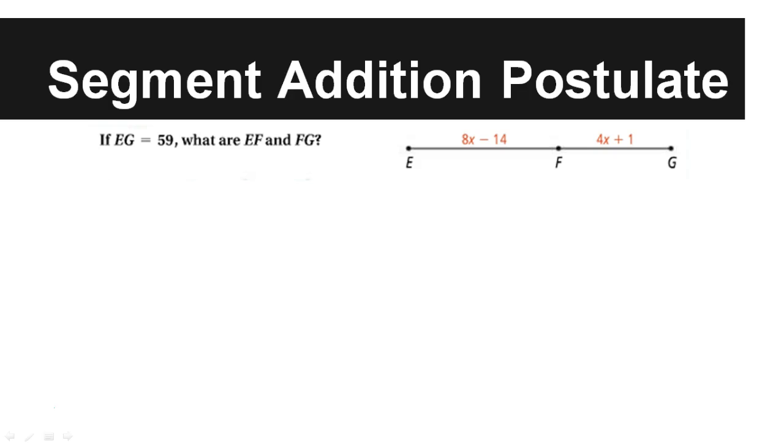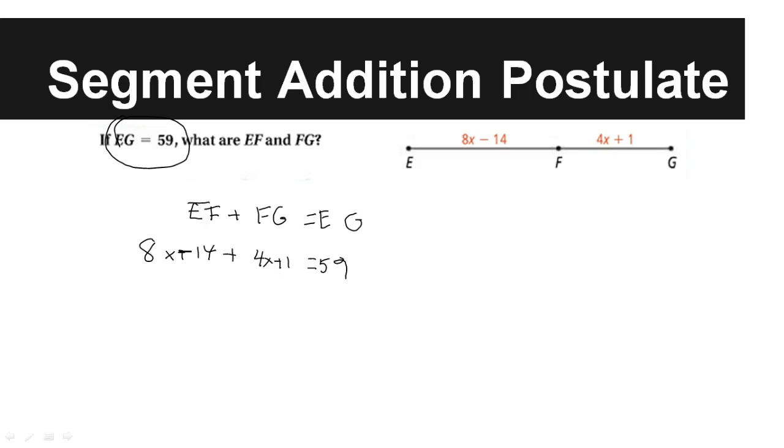And they told us over here in our information that EG equaled 59. So if we were to set this up using our segment addition postulate from the last page, we know that EF plus FG equals EG. And if I plug in my information here, I've got 8x minus 14 plus 4x plus 1 equals 59.